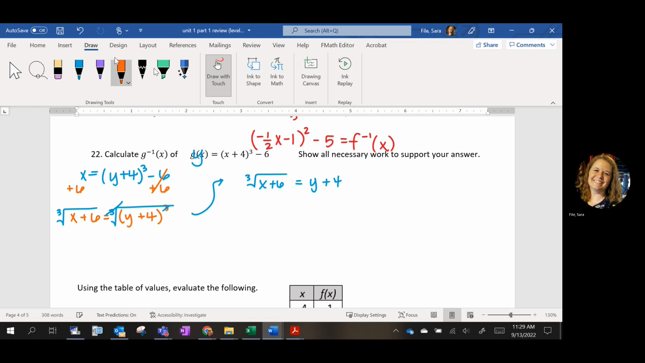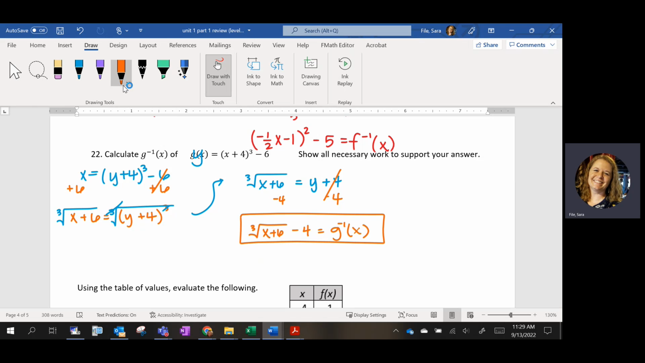Now what? Subtract the 4. Can I combine the 6 and the minus 4? No, this 6 is inside the radical. This minus 4 is not. So make sure that you do not combine those. So x plus 6 is inside, minus 4 is outside, and that is equal, this was g of x, so this is the inverse of g of x. Guess I could have boxed in that other one up there too.